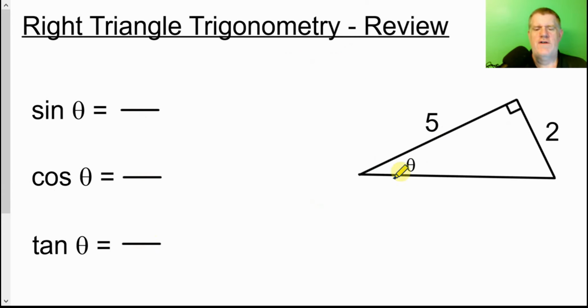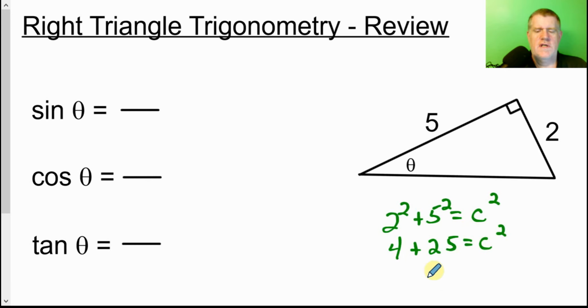All right, don't know the hypotenuse again, but this one's not a Pythagorean triple, so we got to figure it out the old-fashioned way. We'll call it C this time. That's 29. So the square root of 29 is our value for C. This is the square root of 29. It cannot be simplified. That's it.